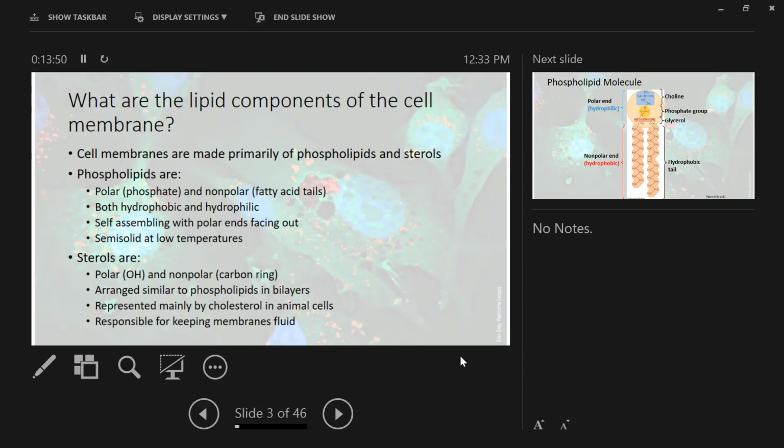Mainly cholesterol in animal cells. And the sterols, primarily cholesterol in animal cells, are what help keep the membrane from becoming solid.